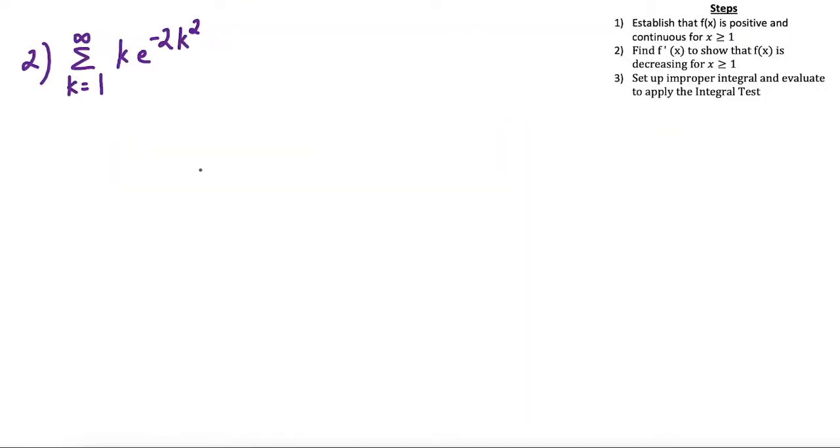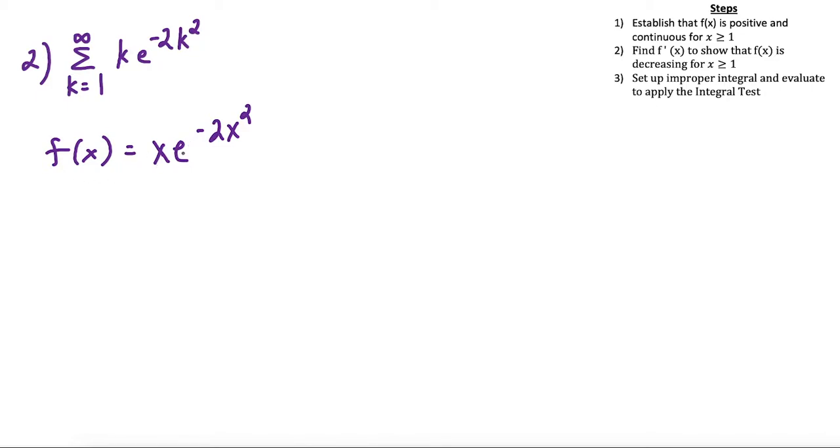Okay, for the second question, it's the same idea. We need to show that f of x is positive and continuous for x greater than or equal to 1. Well, first let's establish that f of x, in this case, is equal to x e to the negative 2x squared. Once we get here, we could just do this by analysis: e to any power is positive, and if x is greater than or equal to 1, the expression x is positive. So we have a positive times a positive, which would be positive.